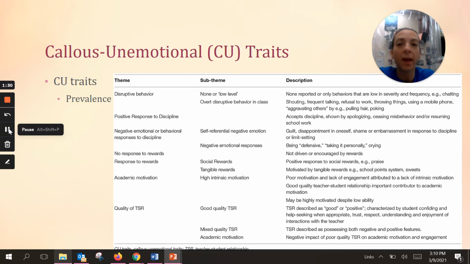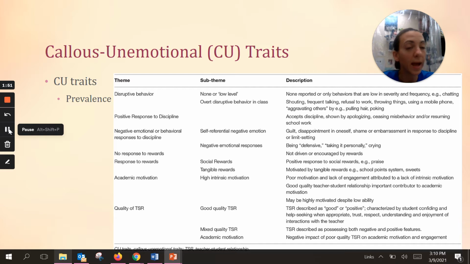So when we think of callous unemotional traits, we typically think of all those crime shows that we watch that talk about people who are sociopathic and psychopathic. And a lot of the CU traits are what characteristics make up a psychopath or a sociopath, so we are kind of familiar with them.